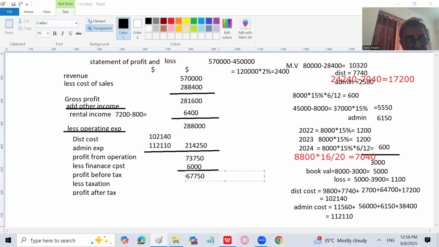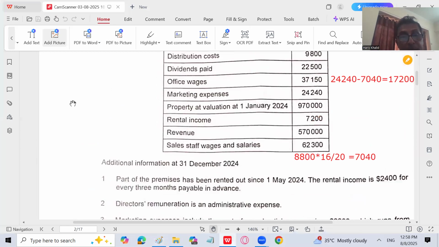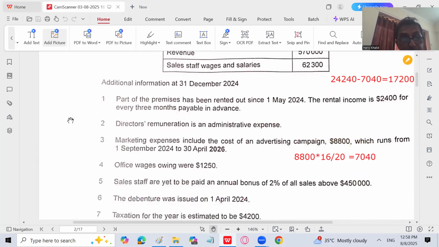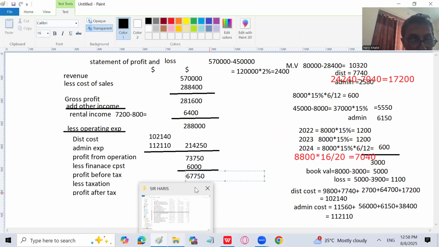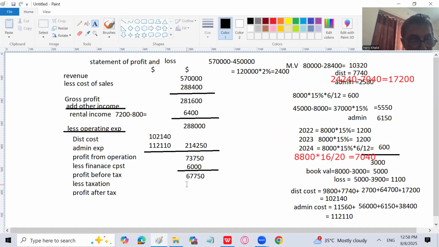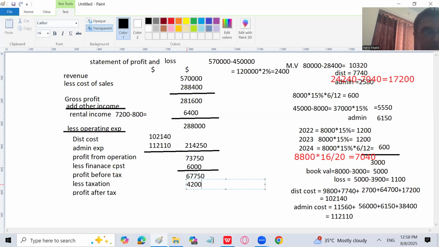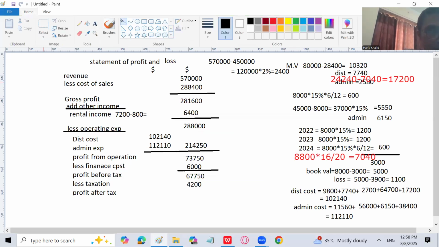Now let's go for the taxation. Sometimes the tax amount is given as a percentage of the profit before tax, but here taxation is estimated to be 4,200 and it is given in the question. So that makes the question easier to understand. I will write here.